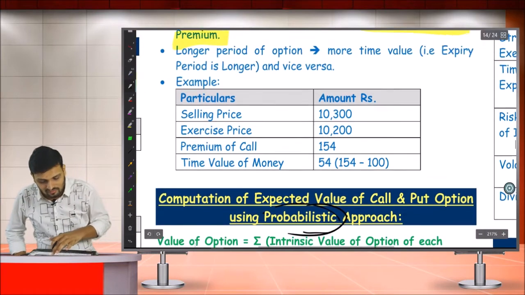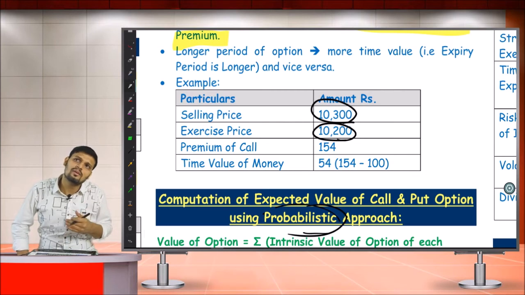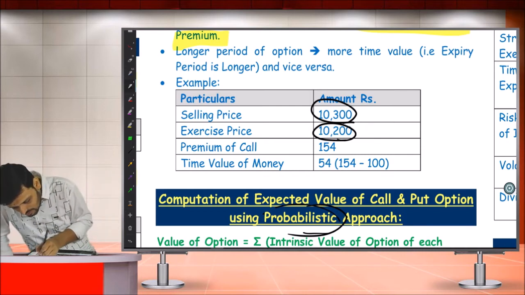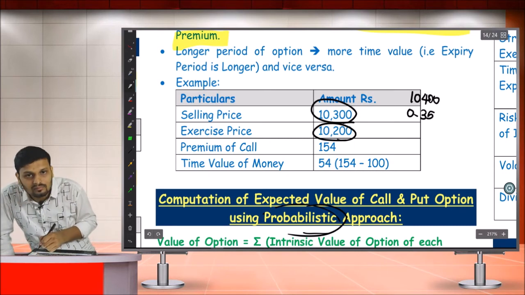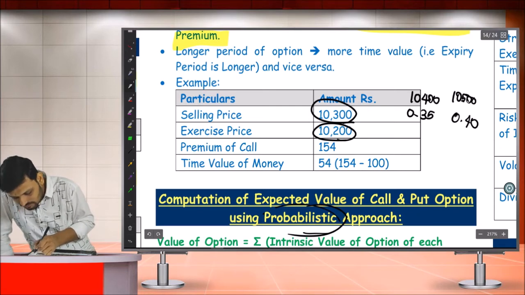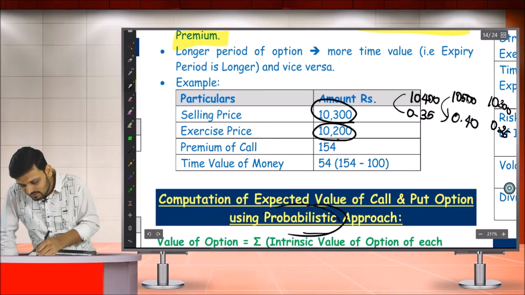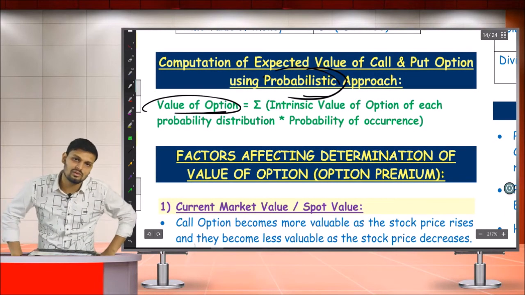We are hoping that, see, today we want to buy it at 10,200. The market price is 10,300. We are just assuming that I am buying because I feel the market price will be going up. So it might go up. First case, 10,400. Probability of this is 0.35. Next case, 10,500. Probability of this is 0.40. Next case, it can also remain at 10,300. Probability of this is 0.25. So multiply these things and finally find out the average, which will be known as value of option using probabilistic approach.